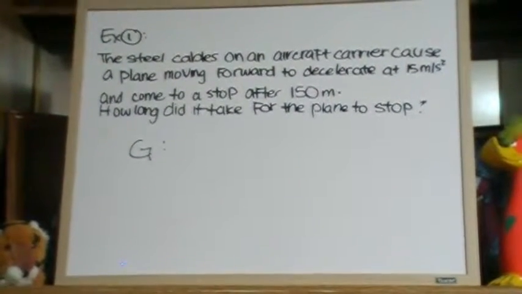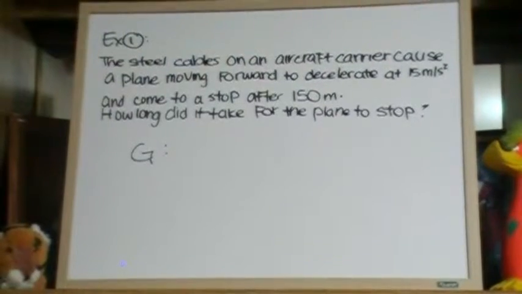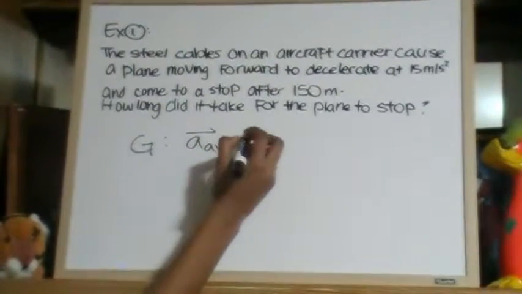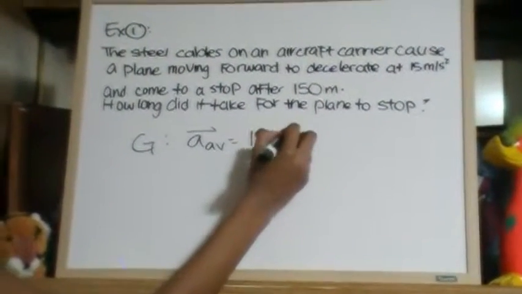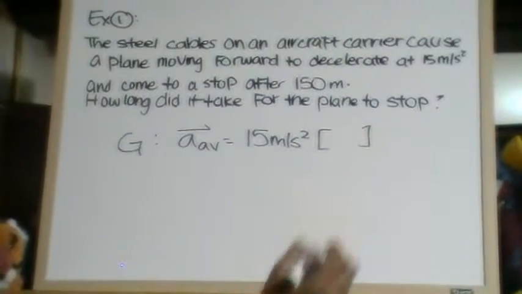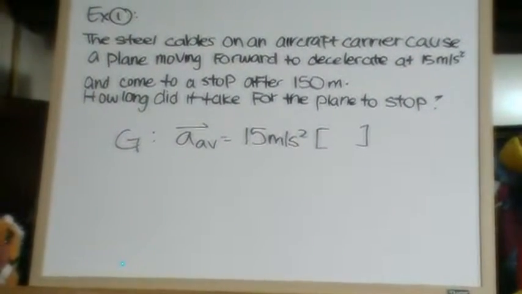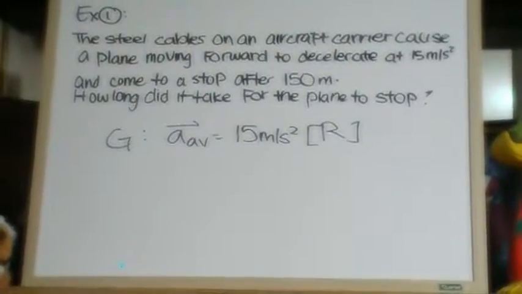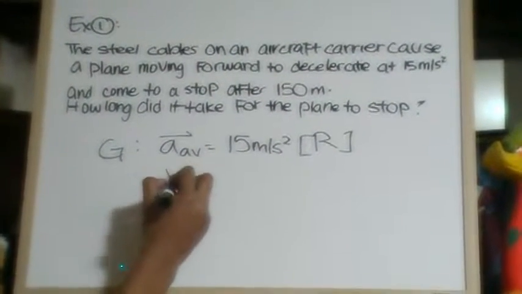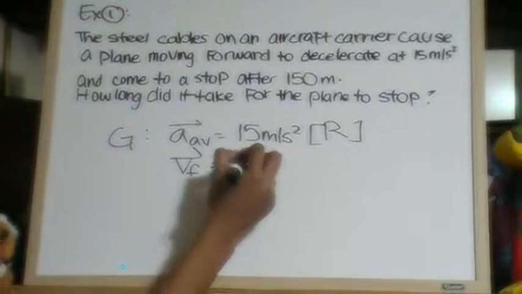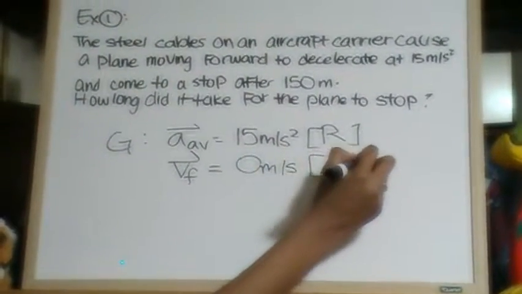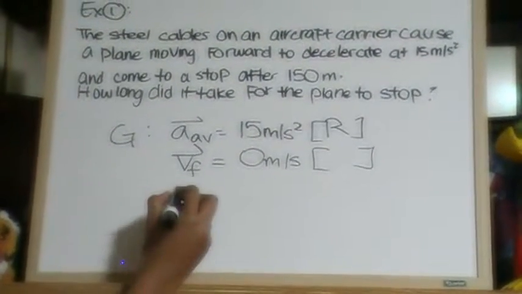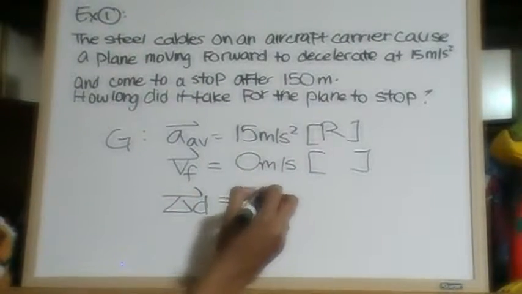The first bit of information we get is that the plane is moving forward and it decelerates at 15 meters per second squared. So we have an acceleration value. Now, acceleration is a vector quantity, and we know the plane is moving forward, so any deceleration value must be in the reverse direction. We also know that the plane came to a stop, so that means we have our final velocity, which is 0 meters per second, which is also a vector quantity, and the plane came to a stop after 150 meters. So we know that our delta D is 150 meters.